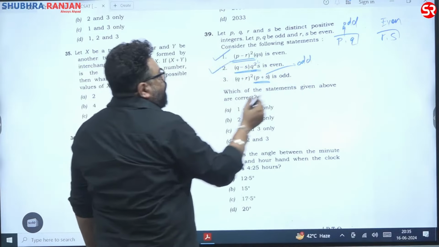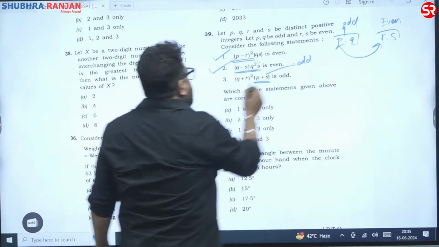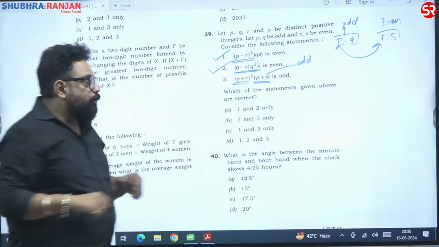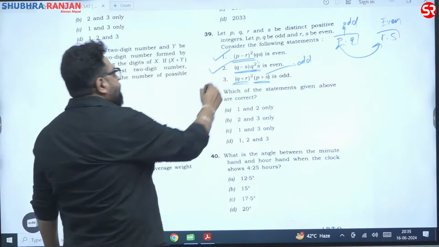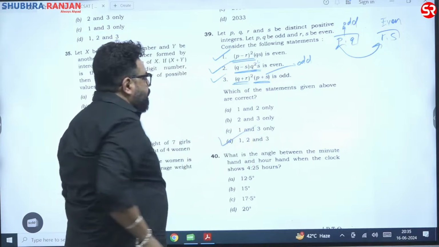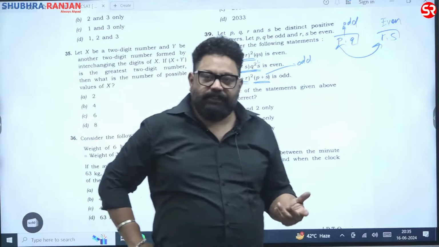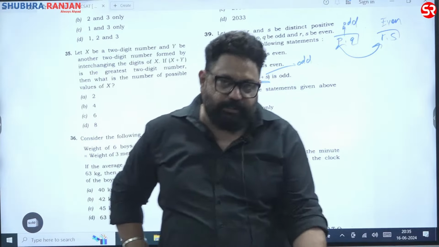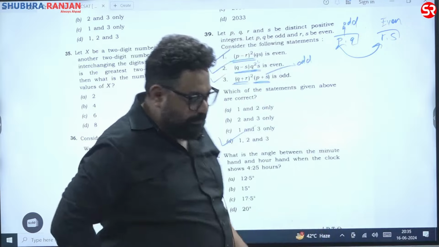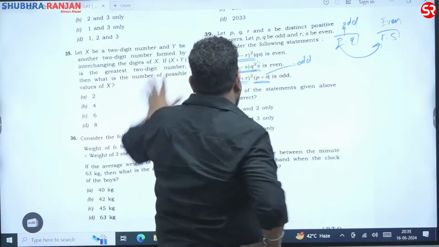And again, Q plus R, odd. This is also odd. Odd whole square is odd. Odd into odd is odd. Yes, it is also true. All three are true. I think most of you have left this because many of you actually think that this is a long statement question. I won't do it. This is the easiest thing to do.